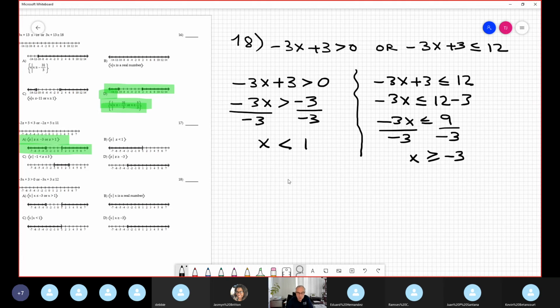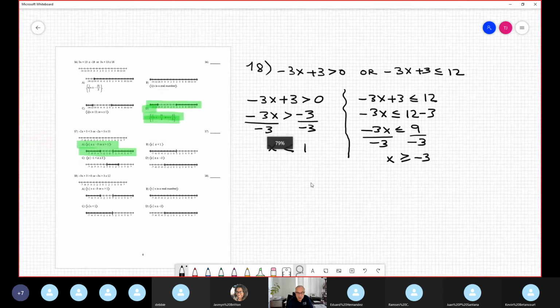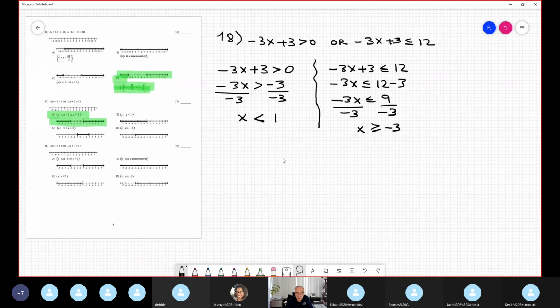Okay, now I have two solutions. I need to connect them by the OR conjunction. I know that OR is union, put together in the number line. Therefore, the solution of the compound inequality, graphically to understand much better. This is 0, this is 1, and this is negative 1, negative 2, and negative 3.